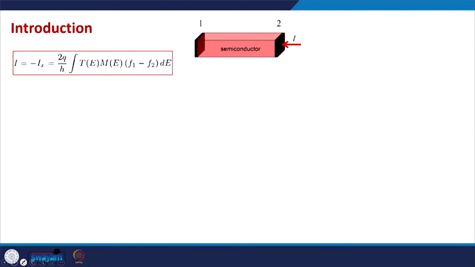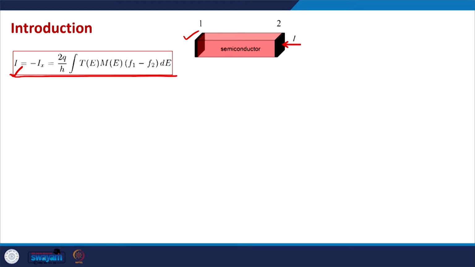So we also started discussing thermoelectric effects, and we started with this familiar expression, and this is the expression for current in a conductor. In a conductor like this, this is a semiconductor material which has contact 1 on the left side, contact 2 on the right side. The current through this bulk semiconductor is given by this expression, and this we have already seen. This expression essentially comes from Landauer's general model of transport.